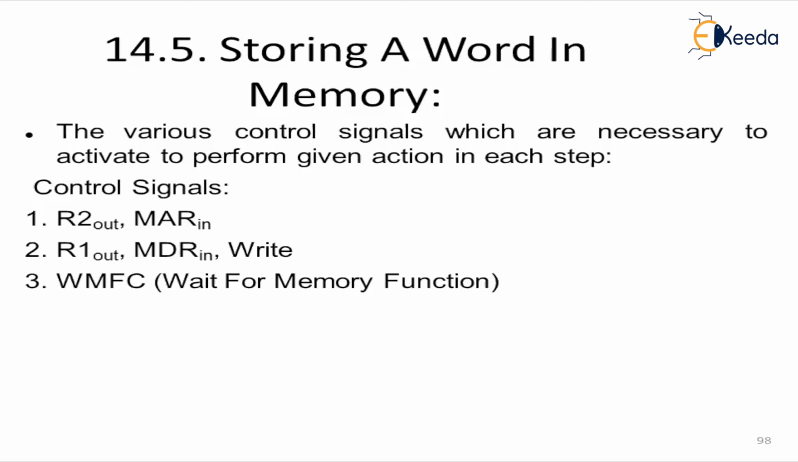So here the control signals are divided into two types: one is R2 and R1. First, the memory address register is directly linked to R2. Now R1 out is directly linked with the memory data register, and it will be used for performing the write operation. As we are aware, for the operand you need to specify whether it is a read operation or a write operation. And then at last you will wait for the memory function. Now, why is waiting necessary? Because you should be aware that if the processor speed is slow, then you are required to wait for the memory function to get executed.